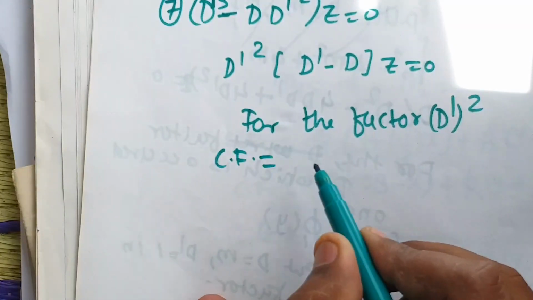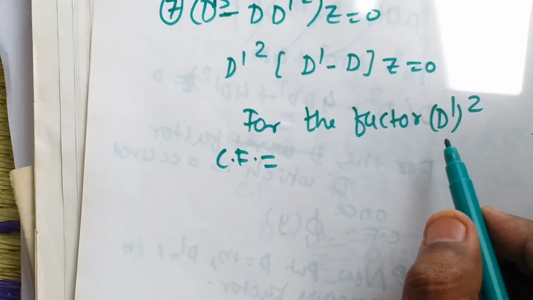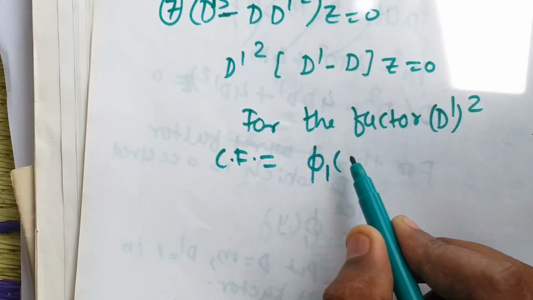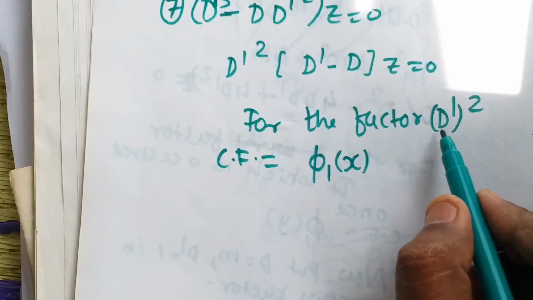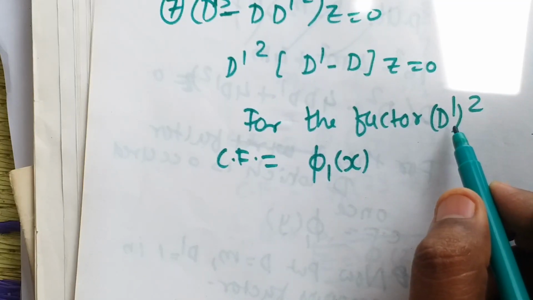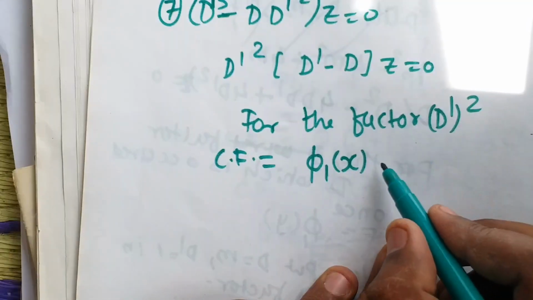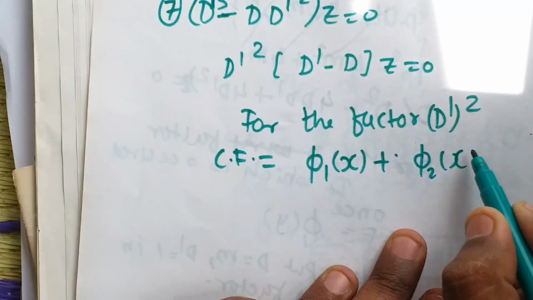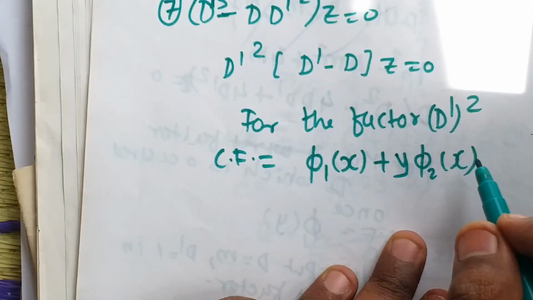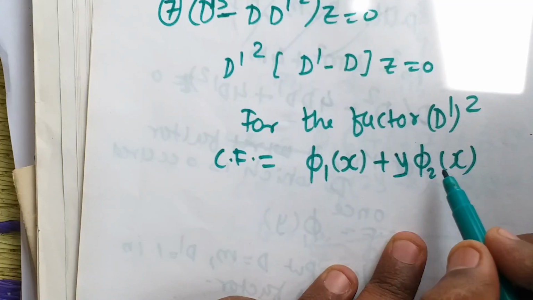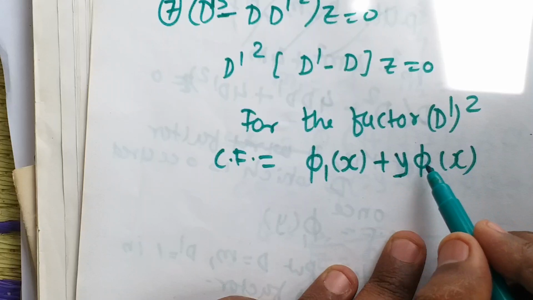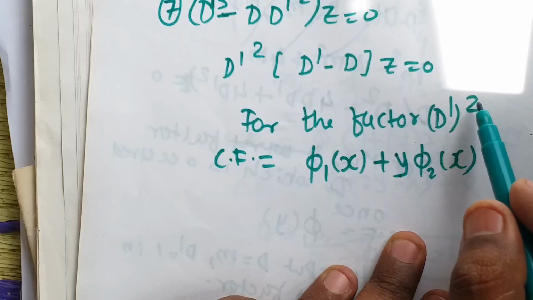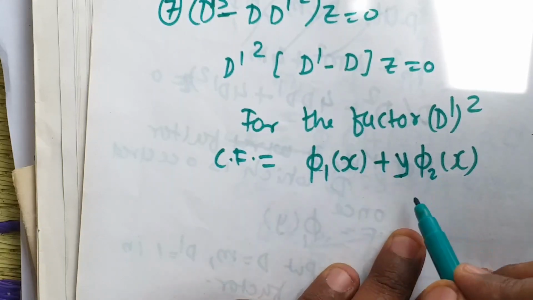CF equal to, now d dash is the derivative with respect to y. So phi 1, your arbitrary function, will be a function of x in that case. If it is a derivative with respect to y, function of x. If it is a derivative with respect to x, function of y. Now it is repeated twice, so one more function we are going to add, and whenever we add one more function, at that time we multiply by the variable. If inside the bracket we have x, we multiply by y, and if inside we have y, in that case we multiply by x. For d dash we multiply by y, and it is repeated twice, so only two functions we add in the CF. So this is the CF for the factor d dash square.